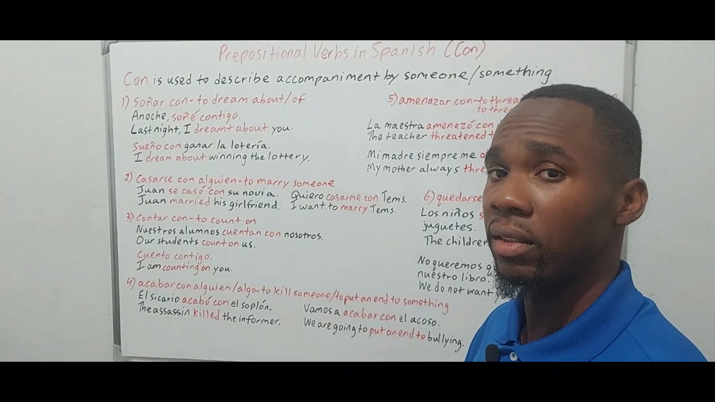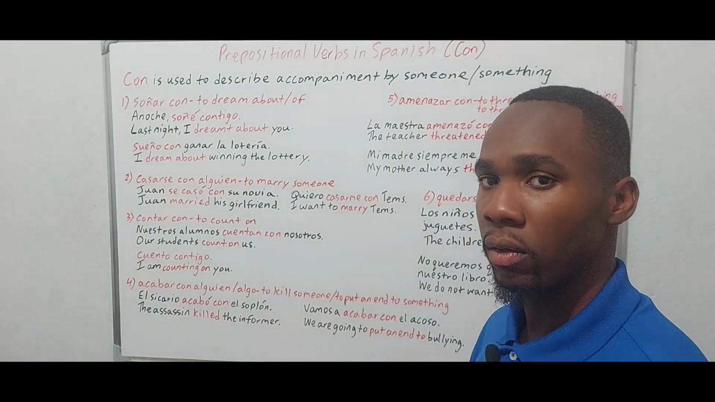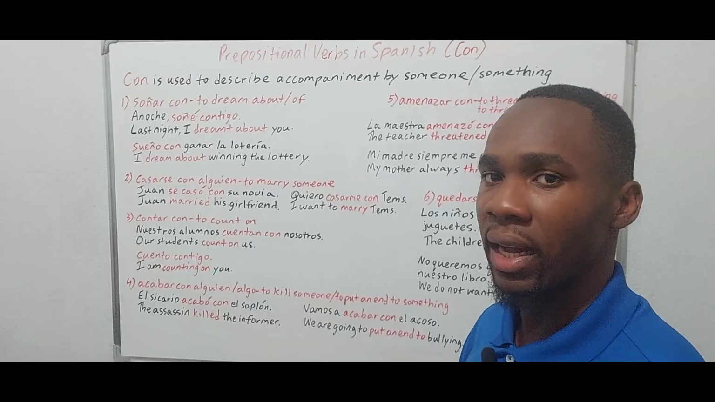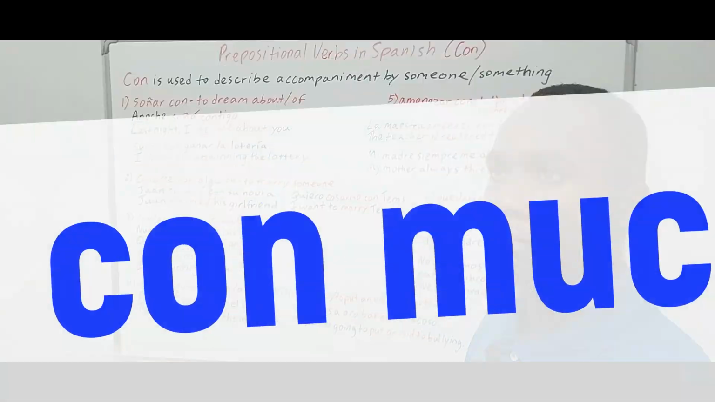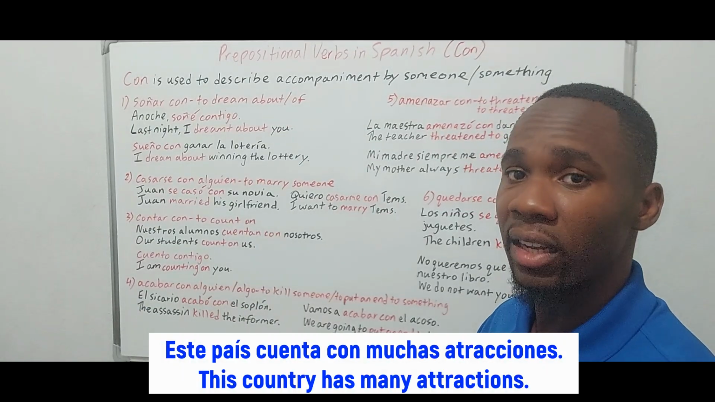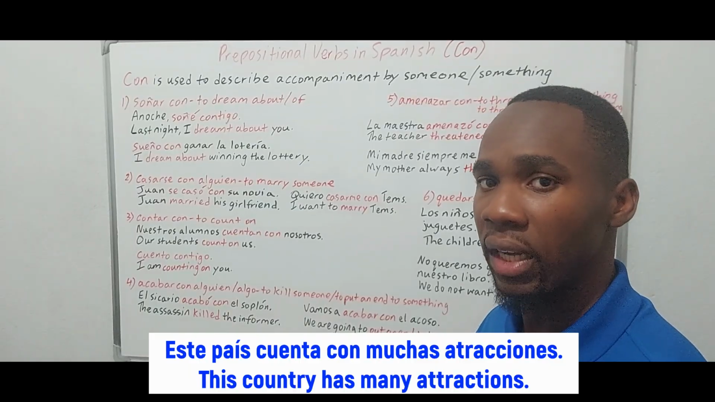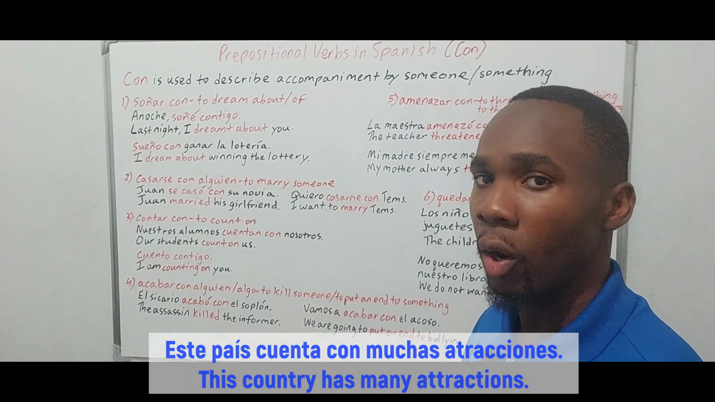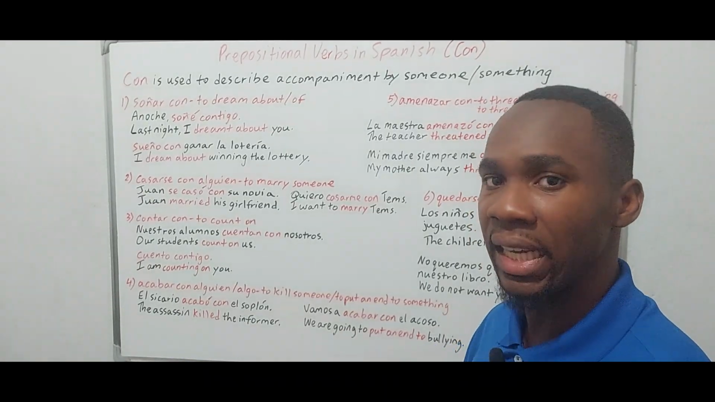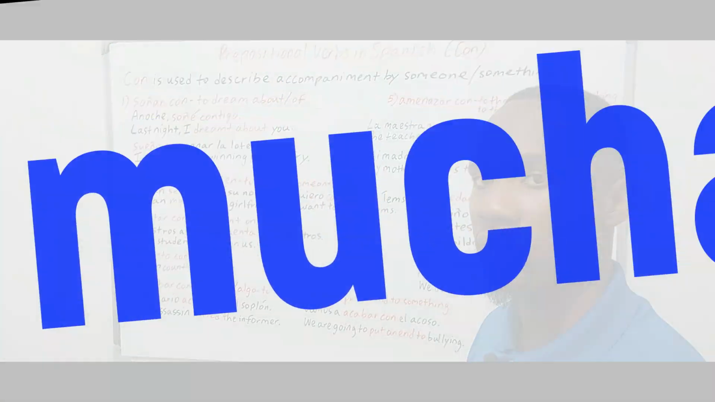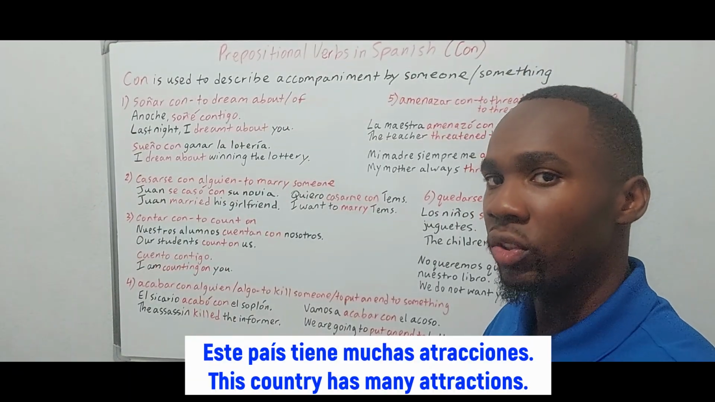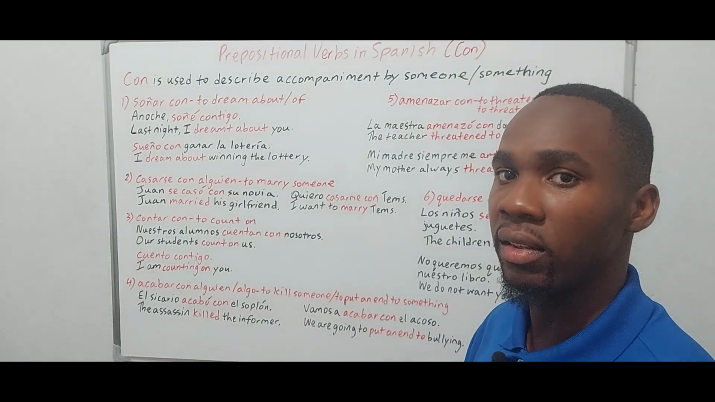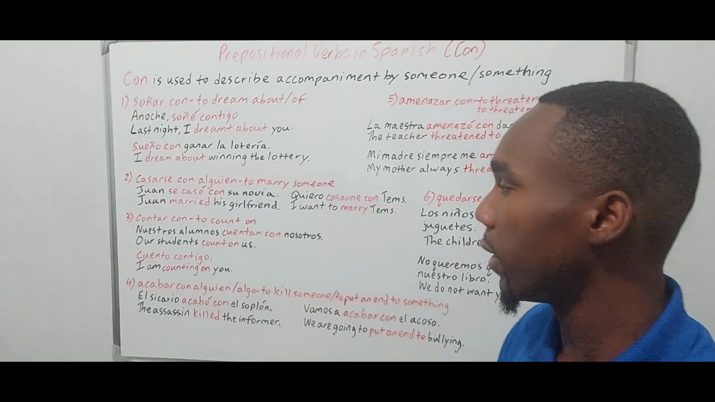In this case, it is a synonym of tener. So for example, este país cuenta con muchas atracciones. This country has many attractions. Or we could say, este país tiene muchas atracciones. So, contar con could mean to have and in that case, it is a synonym of tener, right?